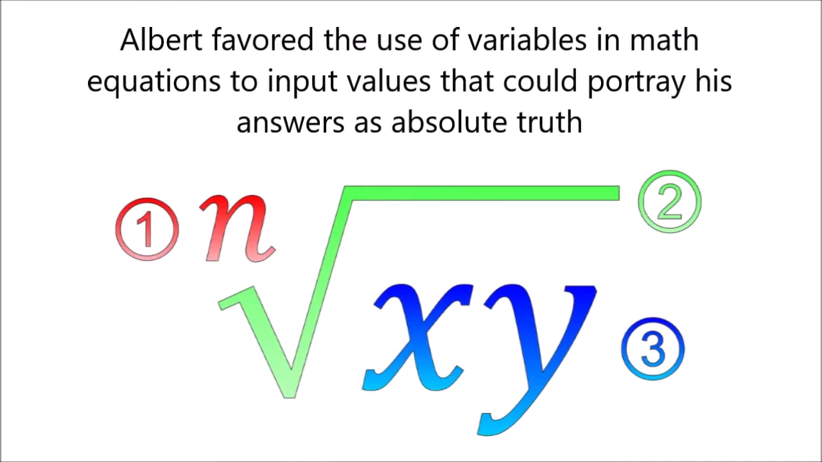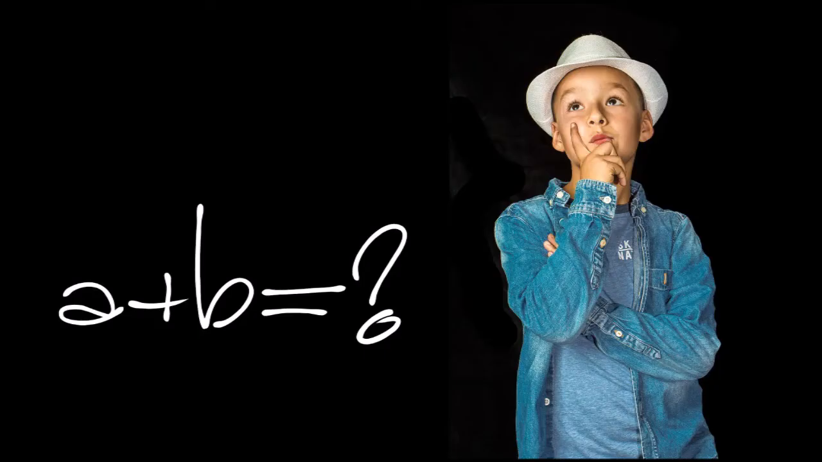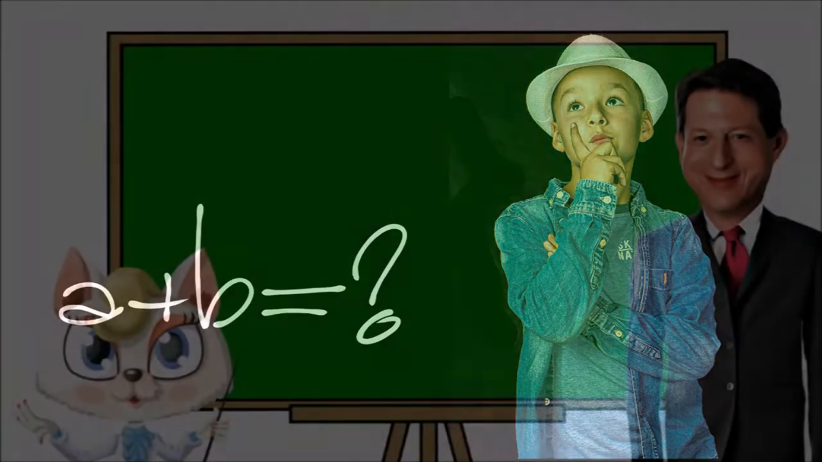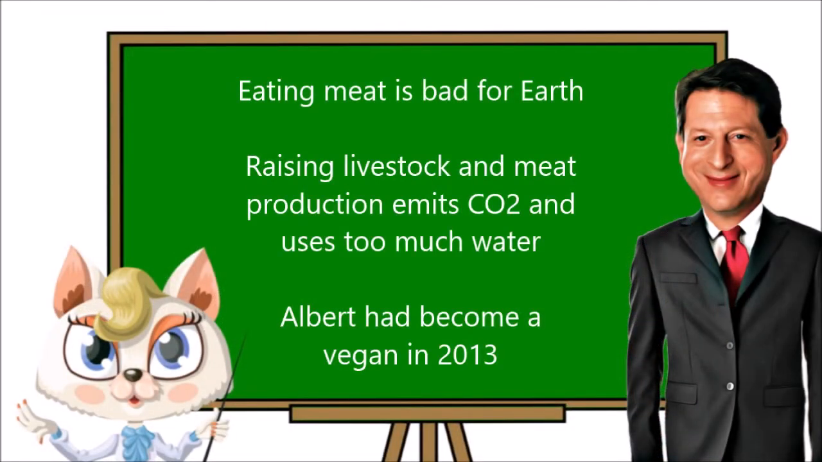Secondly, Albert the Climate Gremlin used mathematics to help malfunction our understanding of climate science. Most people understand mathematics this way. If A has the value of 2, and you add that to B, the variable representing the value of another 2, it equals 4. That is an absolute, truthful answer.